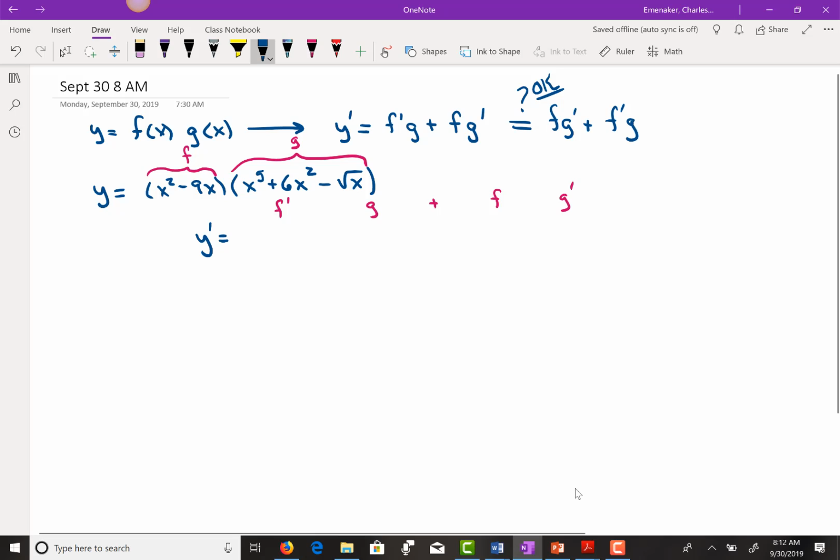Now, sometimes folks like to cover their points and get as many points as they for sure can get. In other words, put down the easy parts of it. Well, a real easy part is just putting down the plus. Another real easy part is just copying down what g is. Well, that's x to the fifth plus 6x squared minus the square root of x. And over on this other side, well, I can copy down this x squared minus the 9x.